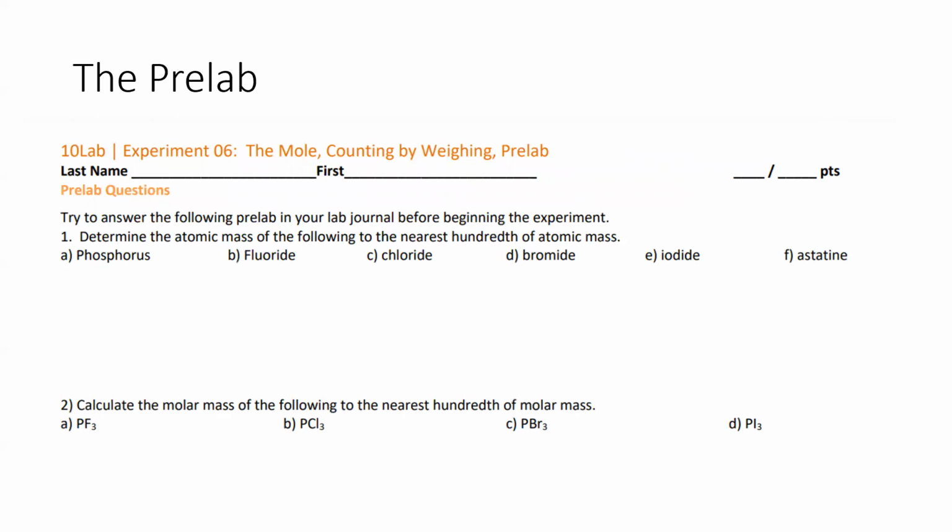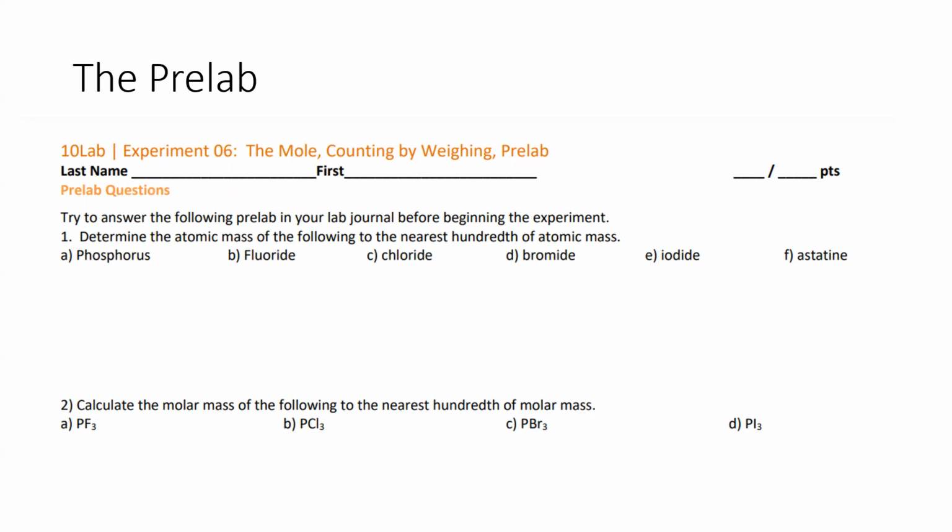So let's start with the pre-lab. The pre-lab starts by asking you to determine the atomic mass of the following to the nearest hundredth of atomic mass. So remember, nearest hundredth means you should be rounding to the hundredths place, which is 2 decimal places or 2 places after the decimal. Remember that you can find the atomic mass on the periodic table. And because it's asking for atomic mass and not molar mass, the units are atomic mass units, which are abbreviated AMUs.